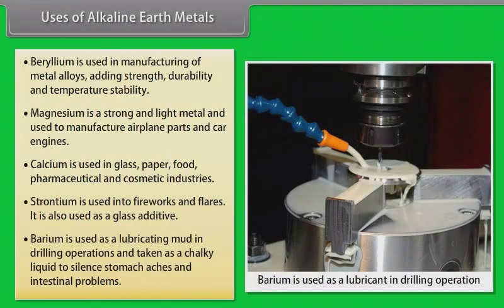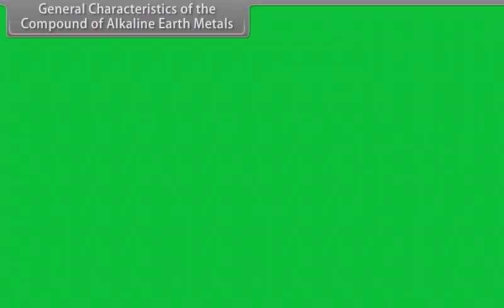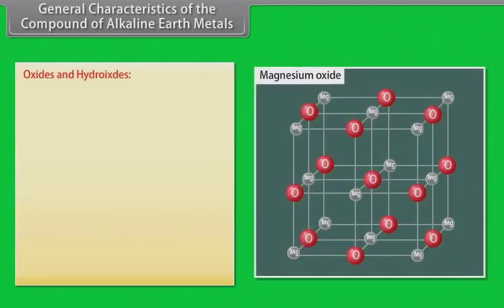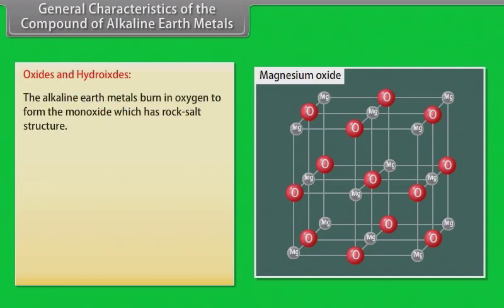Barium is used as a lubricating mud in drill operations and taken as a chalky liquid to soothe stomach aches and intestinal problems. General characteristics of the compounds of alkaline earth metals. Oxides and hydroxides. The alkaline earth metals burn in oxygen to form the monoxide, which has a rock salt structure.